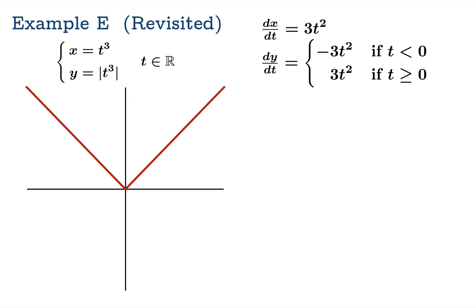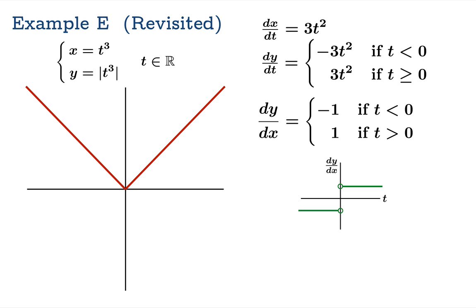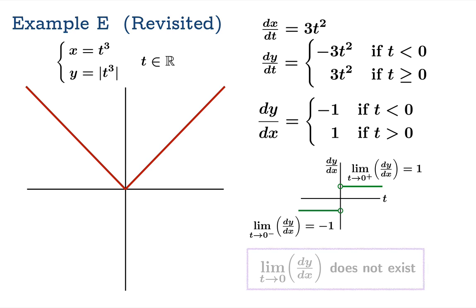A similar argument can apply in the case of example E. So when we calculate the expression for dy/dx as the quotient, we get a nice slick ratio of -1 when t is less than 0 and 1 if t is greater than 0. So once again, we can analyze this function in terms of t, and we see that the limiting value as we approach from one side is 1, and the limiting value as we approach from the other side is -1, which tells us that the limiting value does not exist. That's a strong hint that the tangent slope when t equals 0 fails to exist.